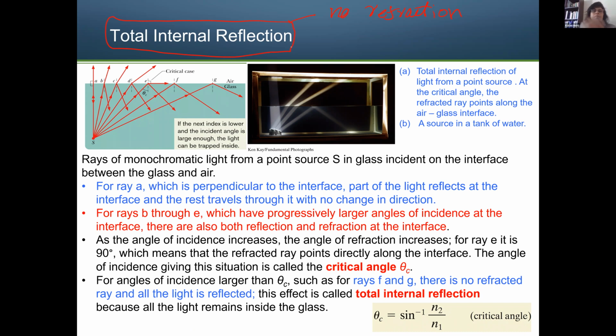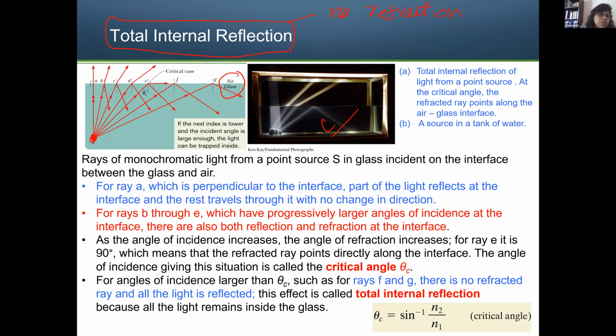So a simple example, this is a real experiment that we can see, but this is the cartoon of that. If you have a light source in here, for total internal reflection to happen, your source should be in the medium with the greater refractive index than the other medium. So you have glass and air. You're going to start your source inside the glass because glass has the greater refractive index. This is happening only in that case.